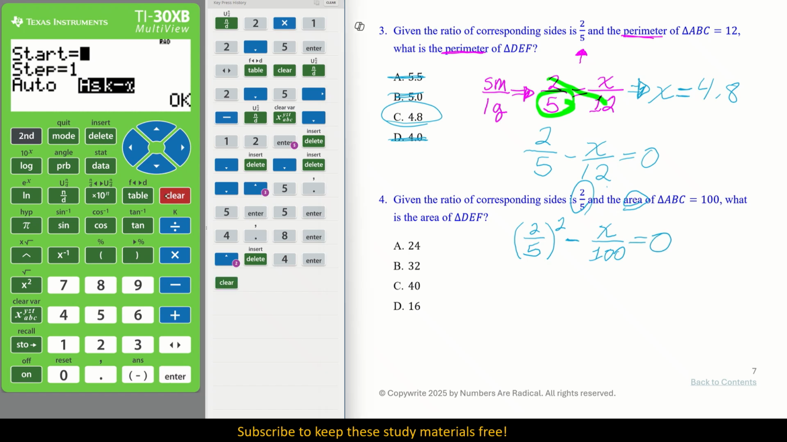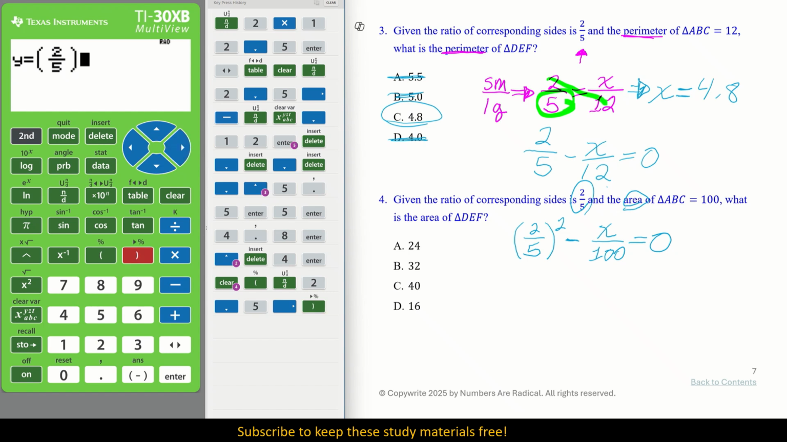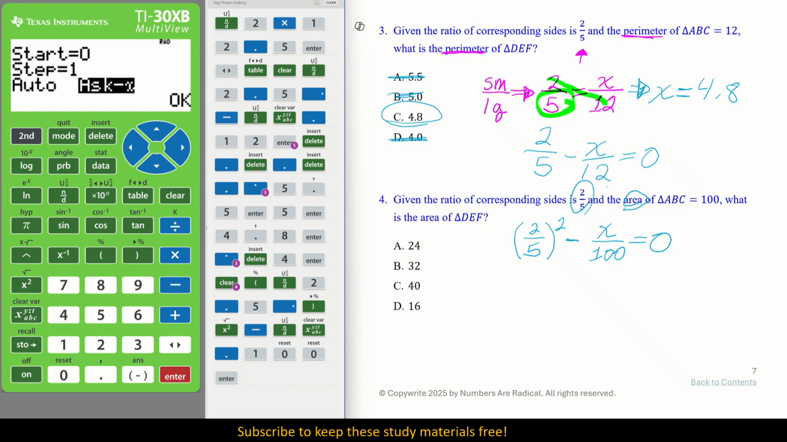Okay, so let's clear. I'll just go back by clearing. You can type over if you want, but I think it's better in this case that I don't. So open parentheses, fraction again, 2 over 5, go over, close parentheses, and then square. Now subtract another fraction, x over 100. Verify that I have it entered correctly. I would say yes. Now we will do the exact same thing and just use our options again.